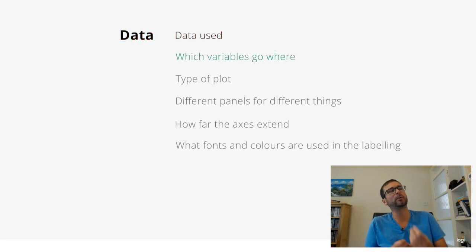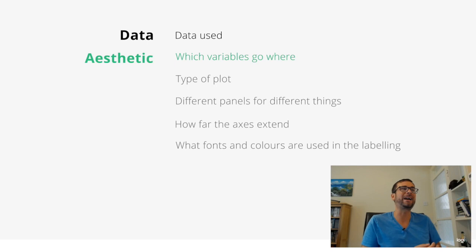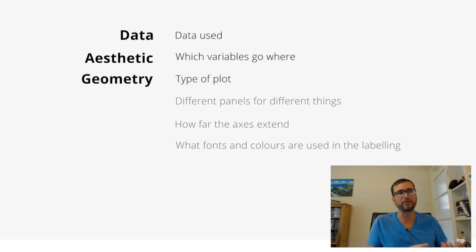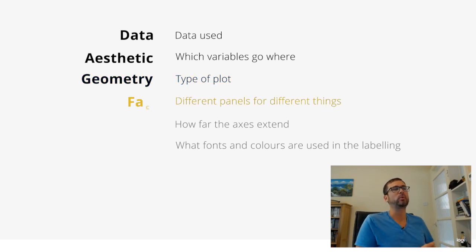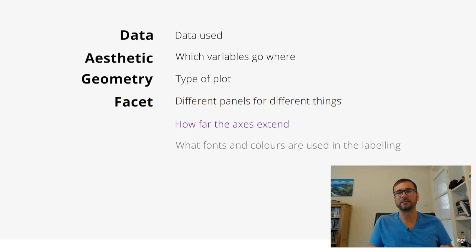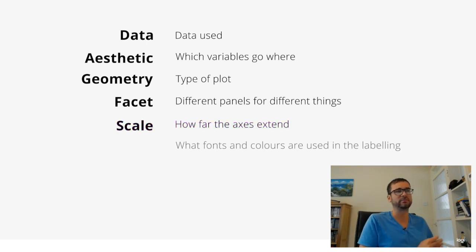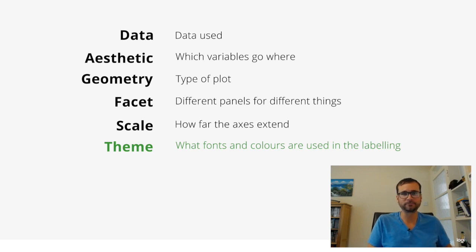But then when we're talking about what variables go where, this is the aesthetic mapping. The type of plot we're making, this is what we call the geometry. The different panels for different things, this is where we're talking about having facets. And the axes extending as far as they do, this is where we're talking about scales. And then all of that general fonts and colors and backgrounds, this is where we're talking about the theme.